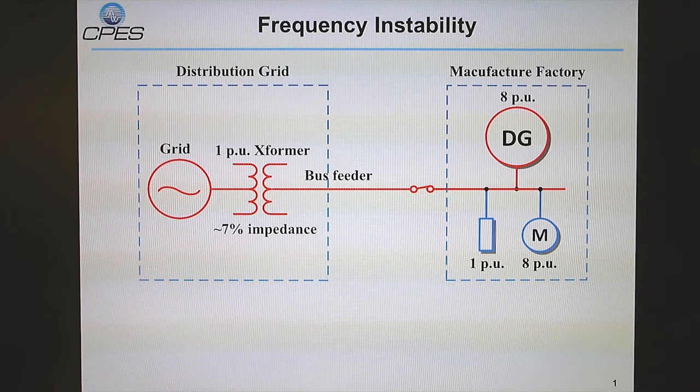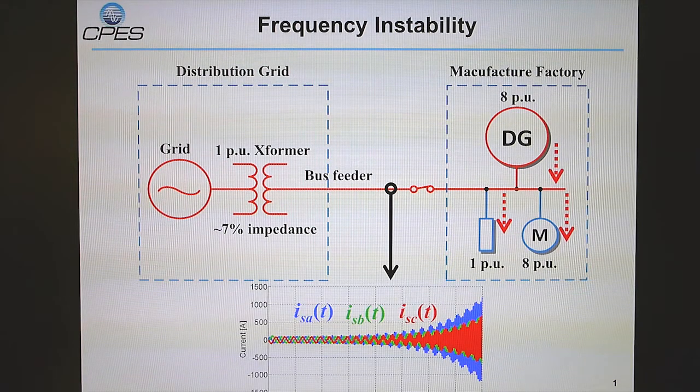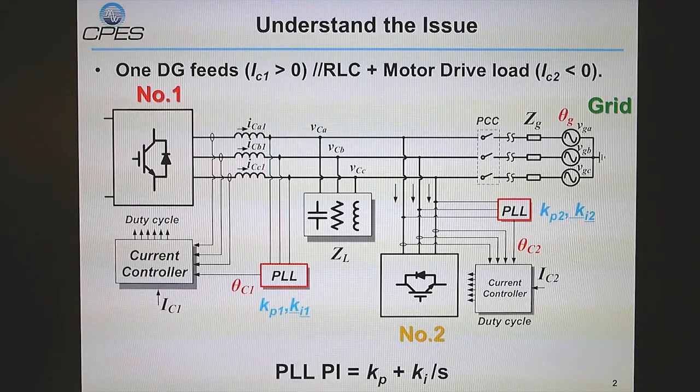However, when the factory starts running all the power converters, it is found that the output frequency of the inverters starts oscillating and eventually the whole system collapses. To understand the instability issue shown before, we can represent the system by this diagram.